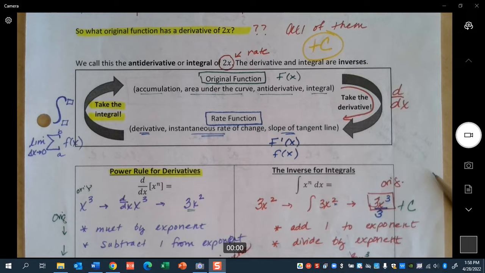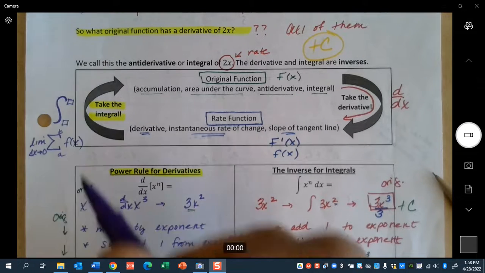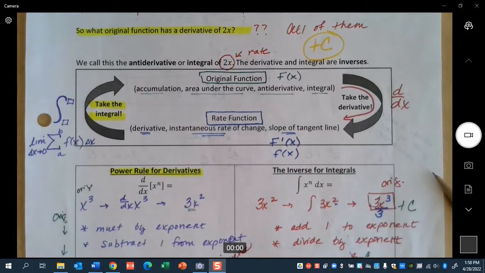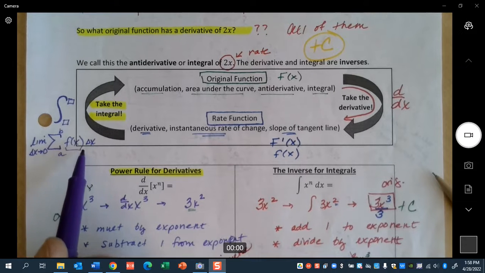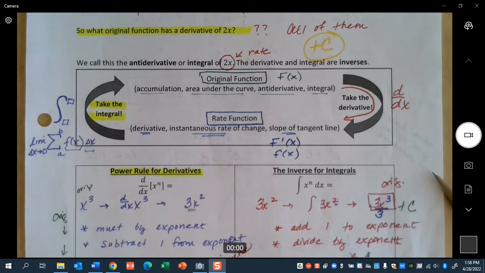So taking the integral, we can remind ourselves, hey, that was when we added up all of the little rectangles, and those rectangles were your height times your width. That change in x needs to be there because it's a limit as your change of x approaches 0. And then remember, this is like the height of the rectangle, this is the width between b and a. We simplify this by just using this symbol, taking the integral, and that's what takes us from our rate to our original function. When we take the derivative, we're looking at the change with respect to x.